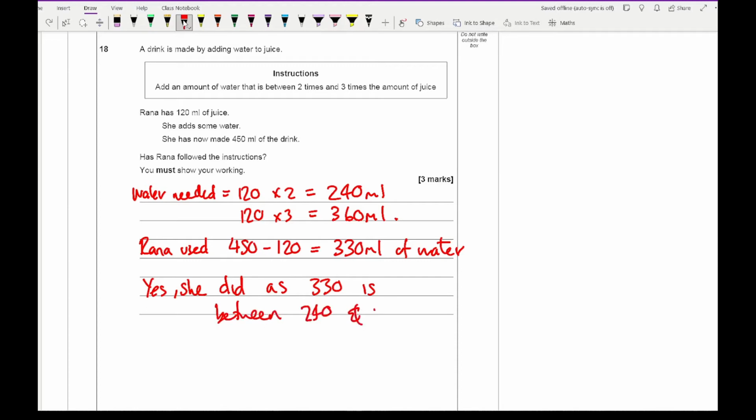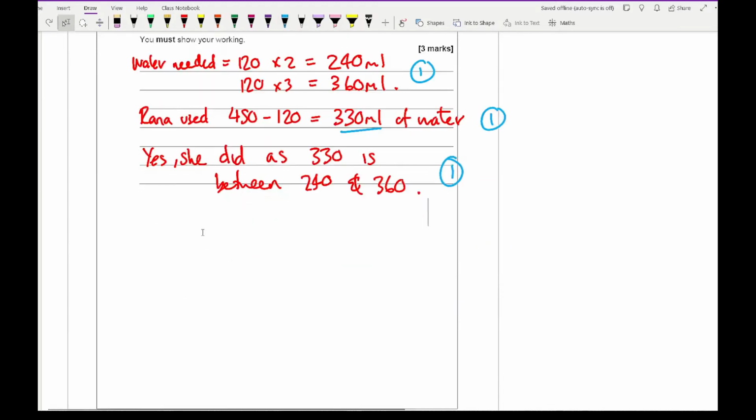Anything along those lines would get you sufficient marks, and there are several ways on the mark scheme that give you those marks, but as long as you're getting yes and you're showing some working out of how much water is needed and how much water she did use, then that would be fine. I would say the marks would come from working out one of those, working out that she's used 330, and then 1 mark for my final conclusion.